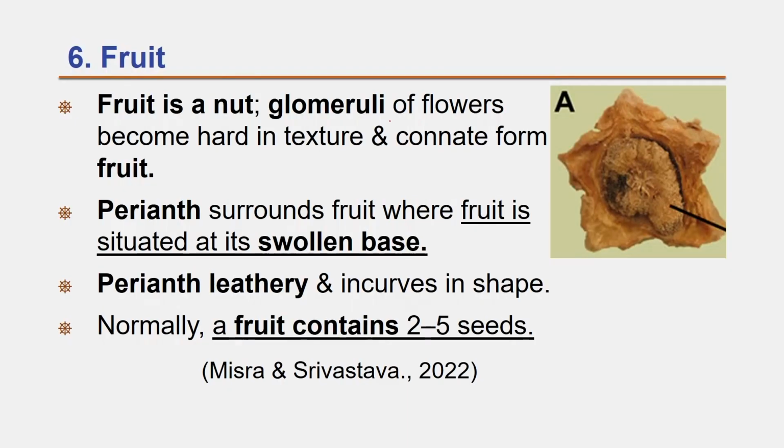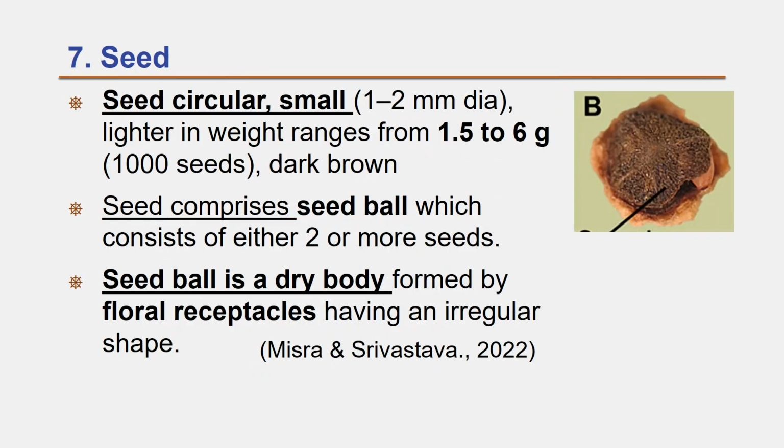Next is fruit morphology. Fruit is a nut. Glomeruli of flowers or a group of flowers become hard in texture and connate to form fruit. Perianth surrounds the fruit, where the fruit is situated at its swollen base. You can see the fruit on the right side. Perianth is leathery and incurved in shape. Normally, a fruit contains 2 to 5 seeds.